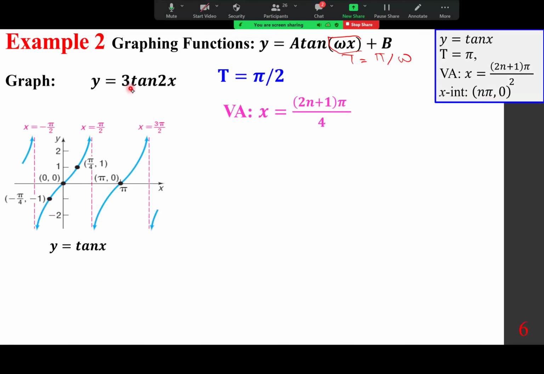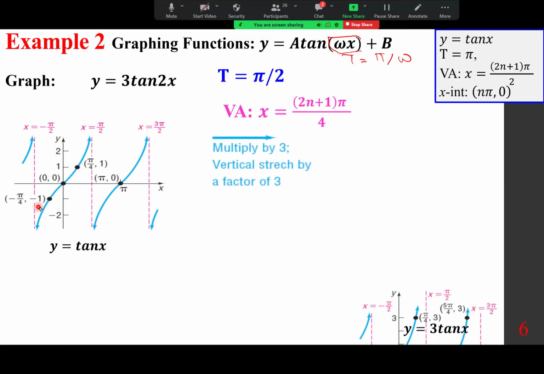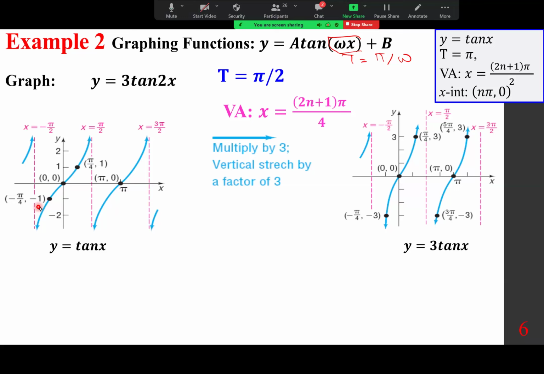We're going to multiply it by 3, which means it has a vertical stretch by a factor of 3. Which means 0, 0 doesn't change because 0 times 3 is the same thing, but this one becomes pi over 4 comma 3. This becomes negative pi over 4 comma -3, right? So that's 3 tan x. Now we're going to replace the x with 2x. That means horizontal compression by a factor of 1/2.